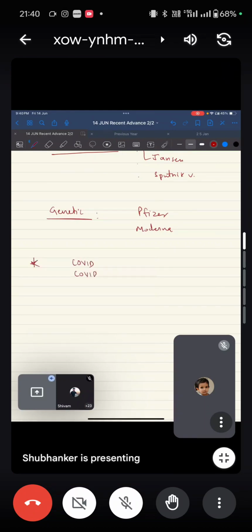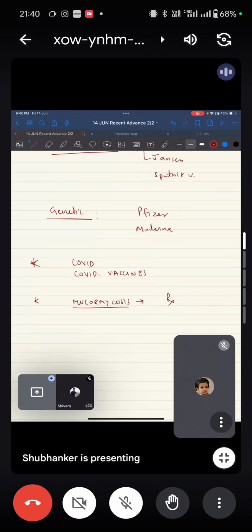Please discuss. We'll read about it, we'll discuss about it. Okay? COVID vaccines. Third is your mucormycosis, along with its management.